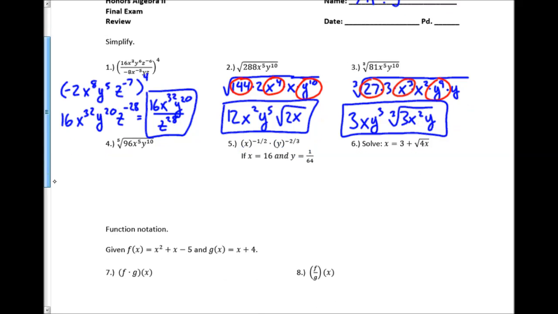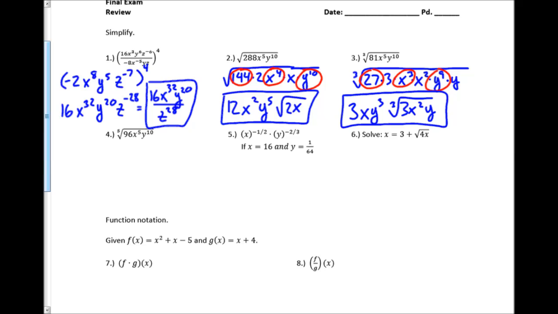Number 4, I'm looking for a 5th root this time, so I need perfect fifths that divide evenly into here. For 96, that's going to be a 32 times 3. Now I'm looking for variables that are divisible by 5, which each of these already is. So now I take the 5th root of each perfect fifth. That's going to give me a 2, x, y, and still trapped under the 5th root is that 3. That's it.